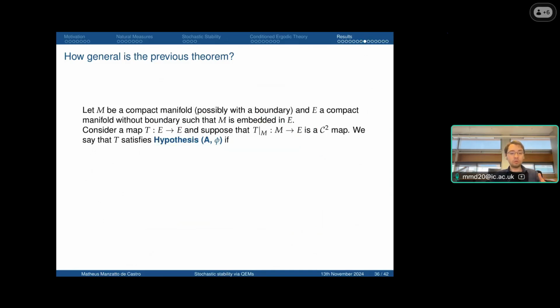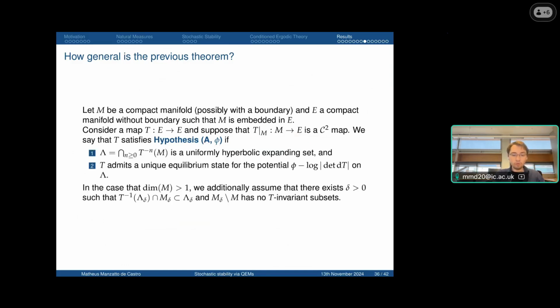So I'm saying now just how to generalize the previous result. So I will be starting with some map T that goes E to E. It's M compact manifold, maybe with a boundary, such that it is C2. And we say that this map with hole, so the hole here will be some partial, okay? So it satisfies a hypothesis A phi if, one, the points that remain in M is hyperbolic expanding. So I mentioned here that I'm just saying for uniformly expanding. However, for uniformly hyperbolic, so in the case of diffeomorphisms, it will also work, a similar theorem.